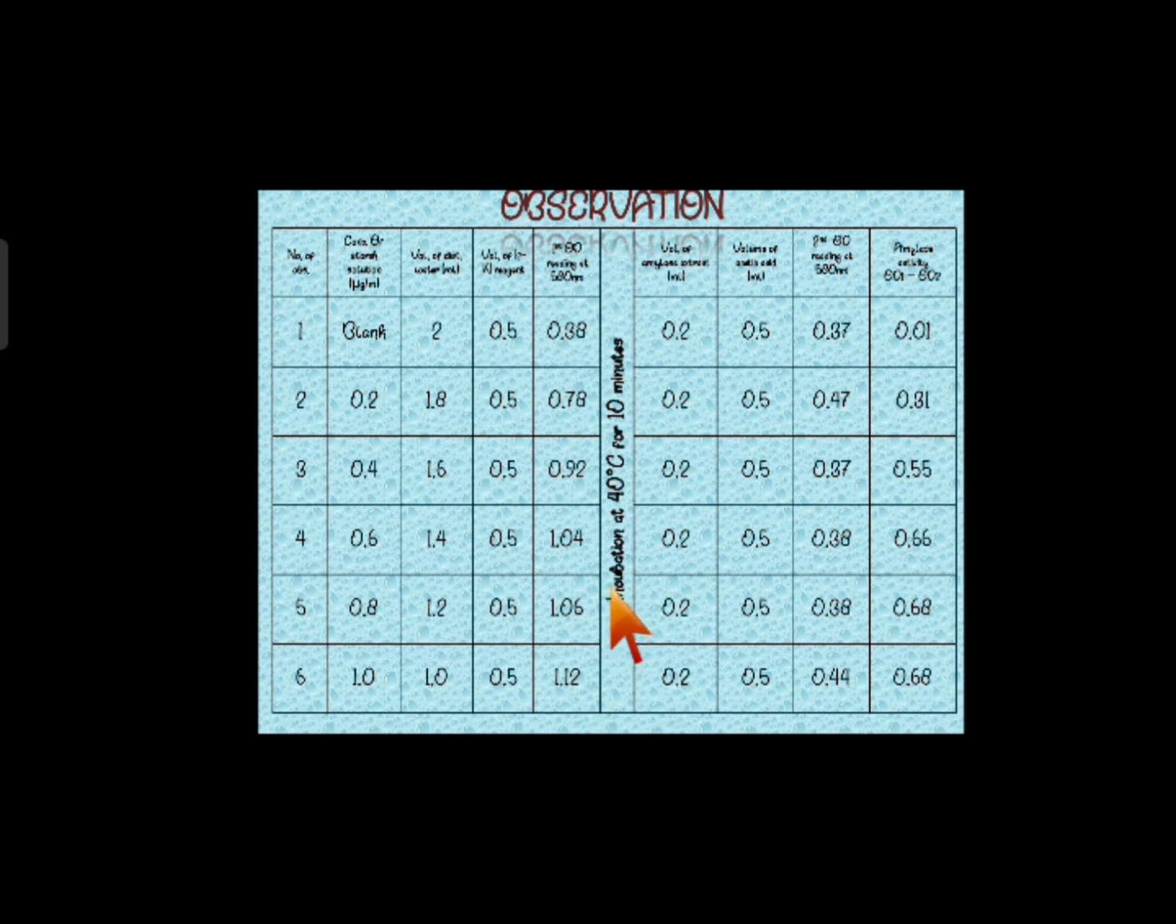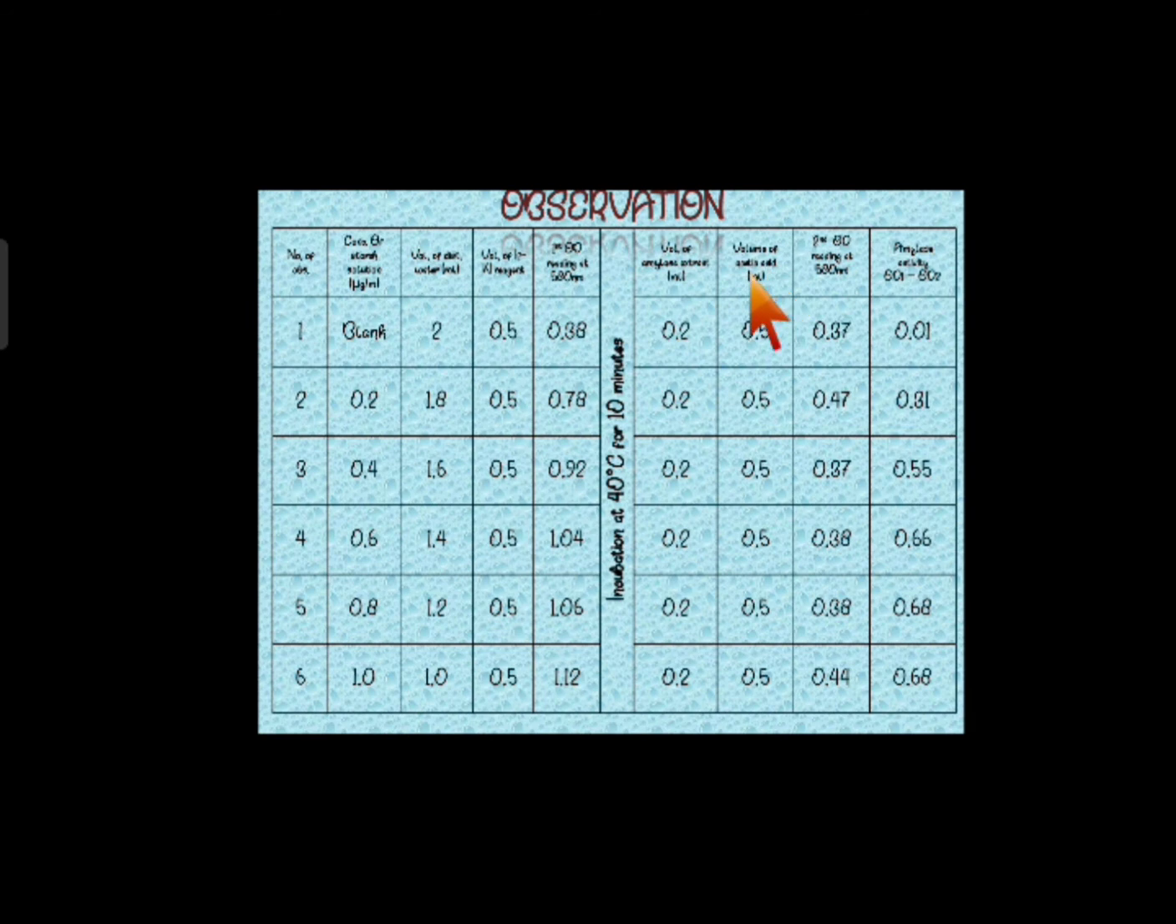Then here, incubation, you have to add the amylase extract. So first this column will come. You have to add the amylase extract, 0.2 ml, to all the test tubes. Then this incubation at 40 degrees centigrade for 10 minutes will come. Alright, first you will add the enzyme and then you will incubate. So this you please write in the next column after this.